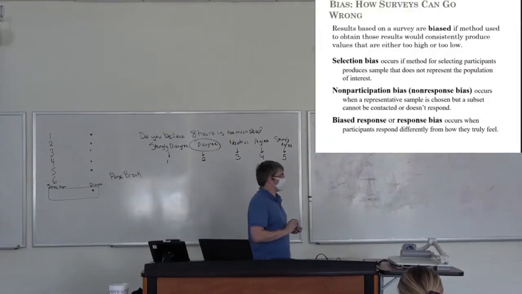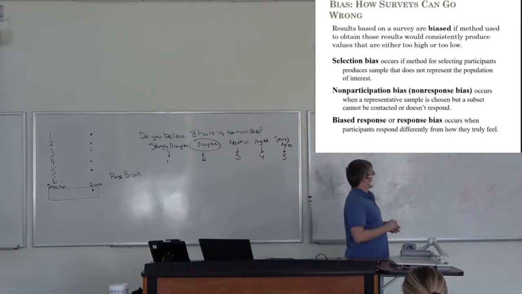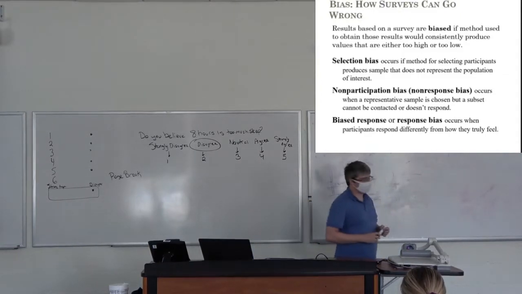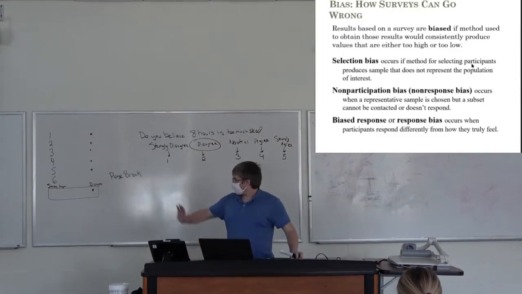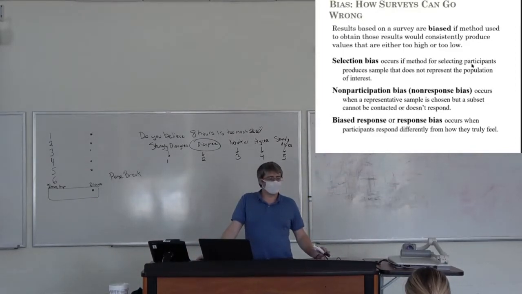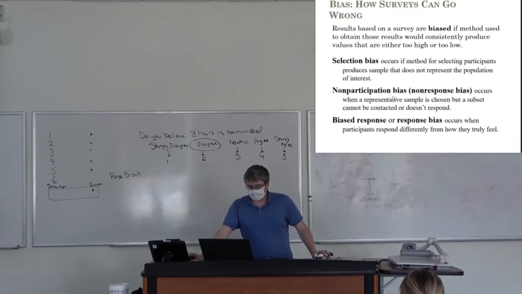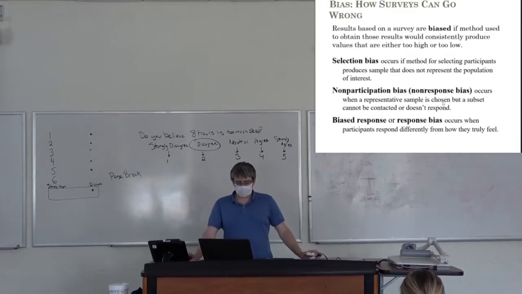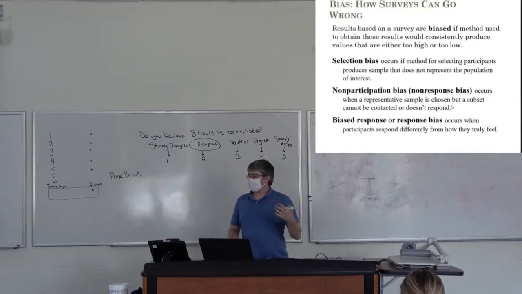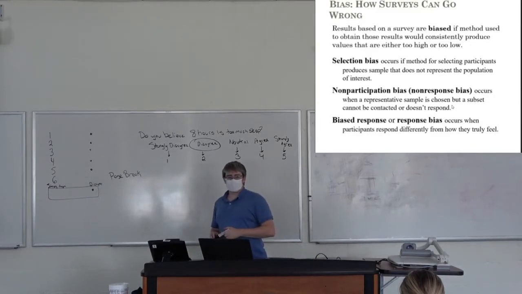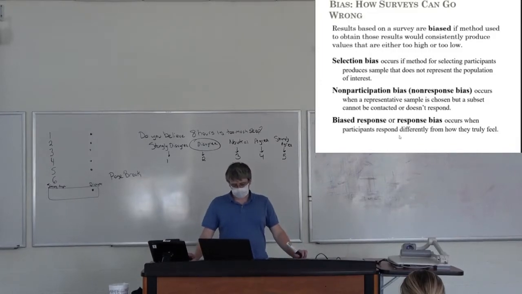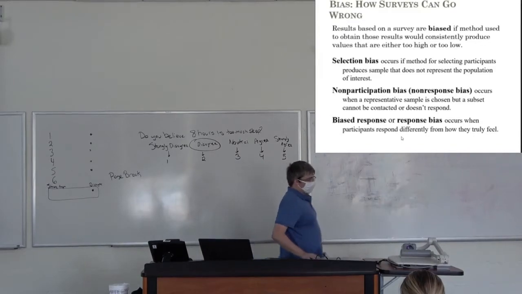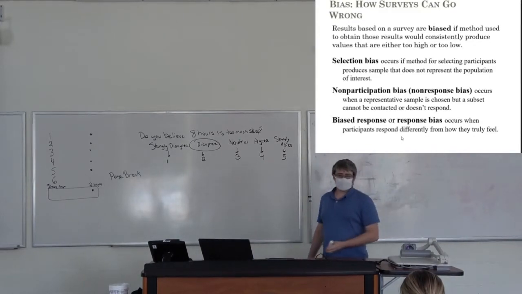And so here are some biases that can happen in surveys. So we have selection bias, like what we talked about with choosing not that fourth floor. Non-response bias is when it's chosen, but either people can't respond or you can't reach out to them for the survey. Or a biased response is when they respond differently than how they feel. An example of that is the consumption of marijuana.